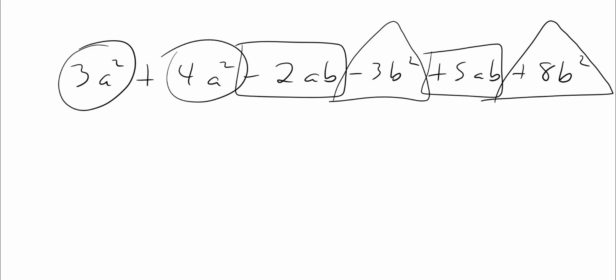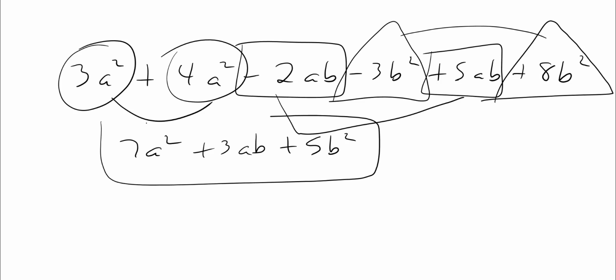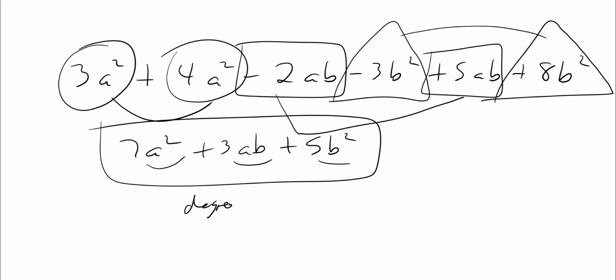So if I combine them together, this first one gives me 7a squared. These two give me negative 2 plus 5 is plus 3ab. And then these guys, 2 triangles, give me negative 3 plus 8 is positive 5b squared. And there you go. That's the answer. What degree is this? Well, they all have 2. This is 2, 2, and 2. So this is degree 2, and it is a trinomial because it's got 1, 2, 3 terms.